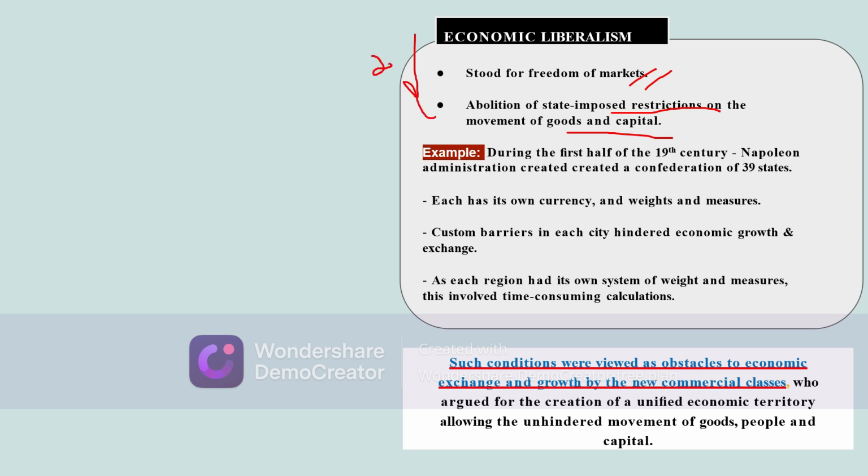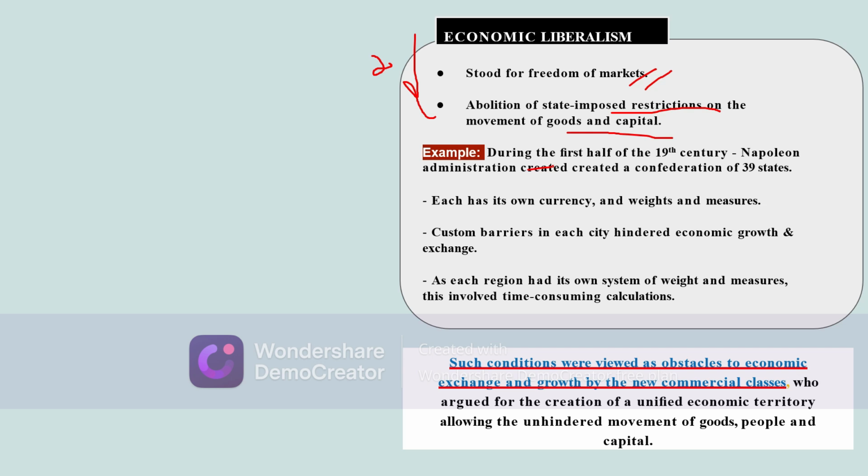At times, it can be asked as a 2 mark question. Example, during the first half of the 19th century, Napoleon's administration created a confederation of 39 states. Each has its own currency and weights and measures. Custom barriers in each city hindered economic growth and exchange. As each region had its own system of weights and measures, this involved time consuming calculations.